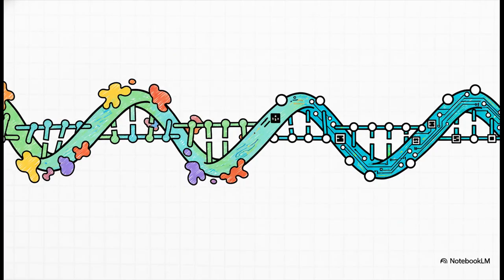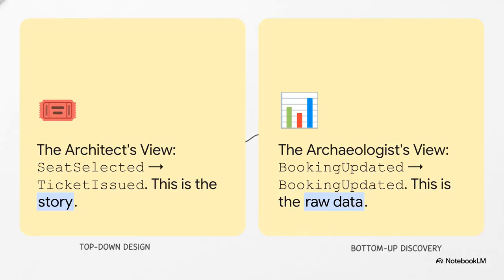Okay, now here's where it gets really interesting. If we jump from the biology lab straight into the world of software, we find the exact same pattern. It's the same fundamental tension, just expressed in code this time. Let's make this super simple. Think about buying a movie ticket online. The architect, in this case the software developer, sees a nice, clean story. Seat selected, then payment received, and finally ticket issued.